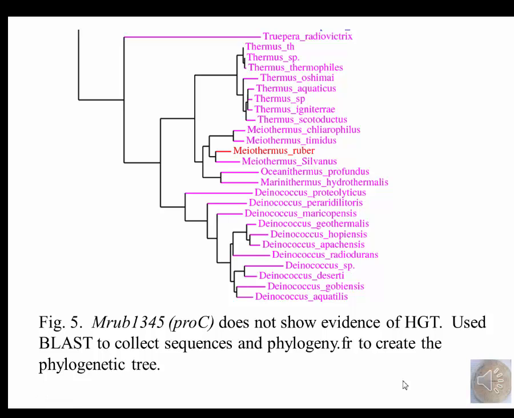Figure 5 is a phylogenetic tree of Mrub 1345, or what we are proposing is proC. I moved this figure ahead of proA and proB because this one is a great representation of no horizontal gene transfers. Nearly the entire Deinococcus-Thermus phylum, at least those genomes that have been sequenced, are represented in this tree, and you have to go really far back in the tree to get an organism outside this phylum. So all the organisms in this tree point to the same phyla. Mrub 1345 looks like no horizontal gene transfer.